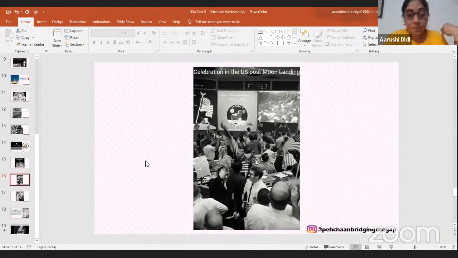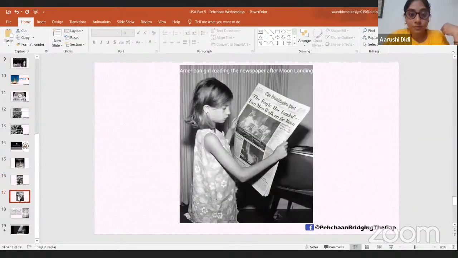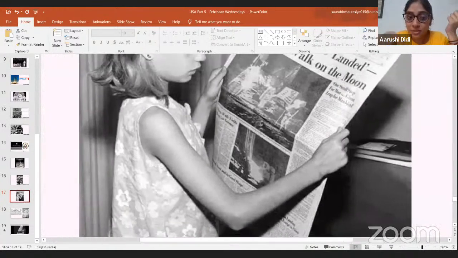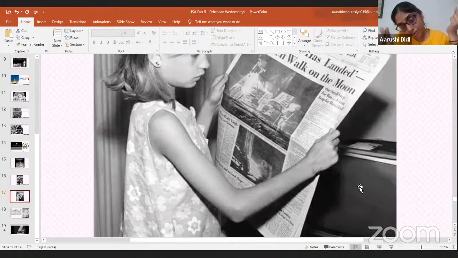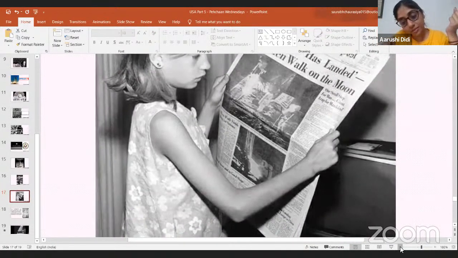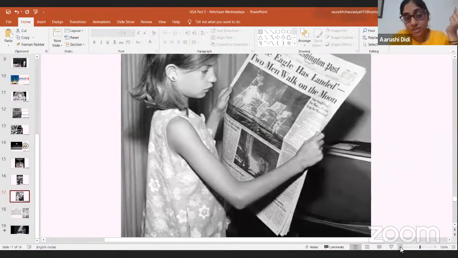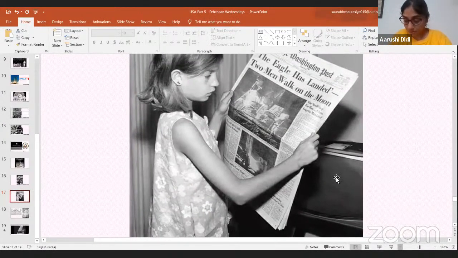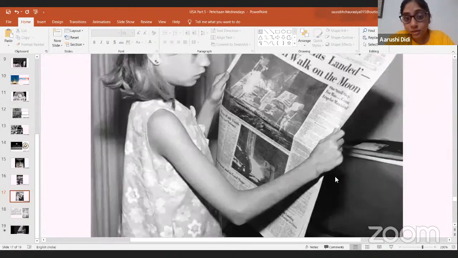Next slide, please. Yeah, this is again an actual picture of a little girl looking at a newspaper article of the next day. Can you please zoom, Saurabh, so they can read what's written? Thank you. Can any one of you please read? Zoom out a bit, please. Yes, can one of you please read what's written? What's the headline of it? Anybody?